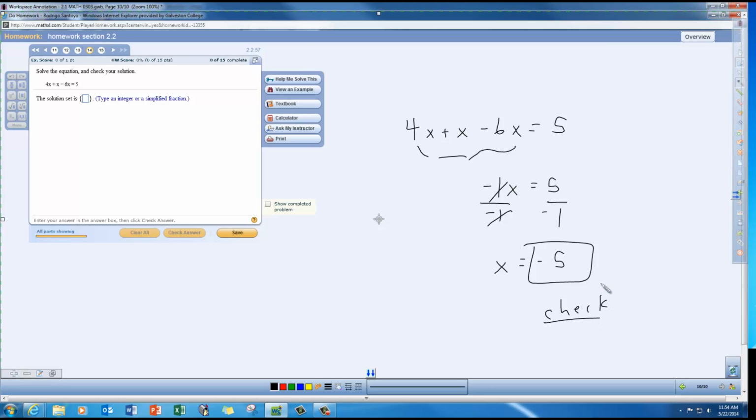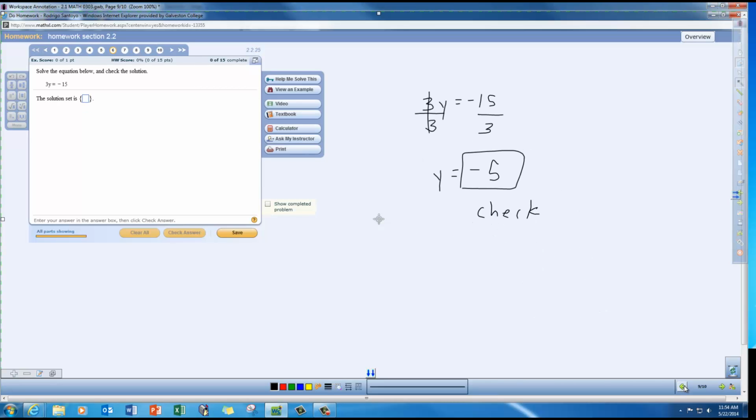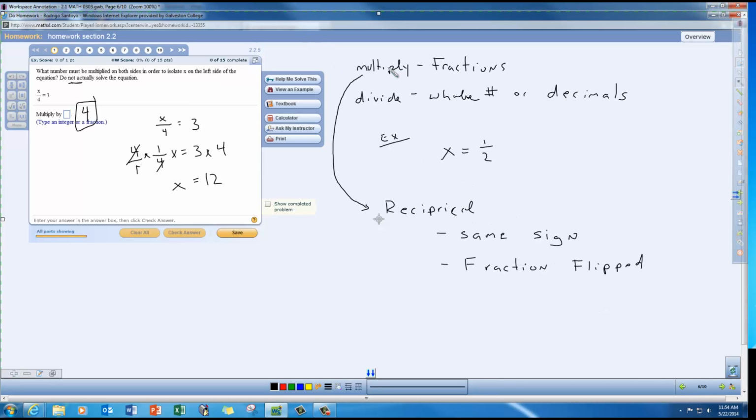So 2.2 is very nice. The most important thing to really understand is what we started talking about in the beginning. In order to solve using this property, if the coefficient is a fraction, you multiply by the reciprocal. If the coefficient is a whole number or decimal, you just divide.